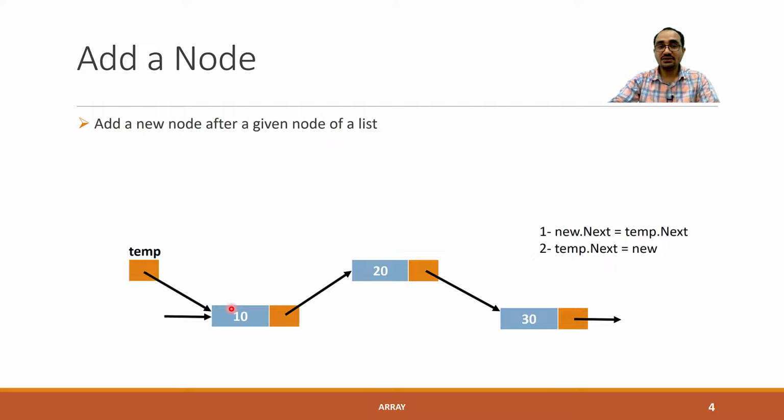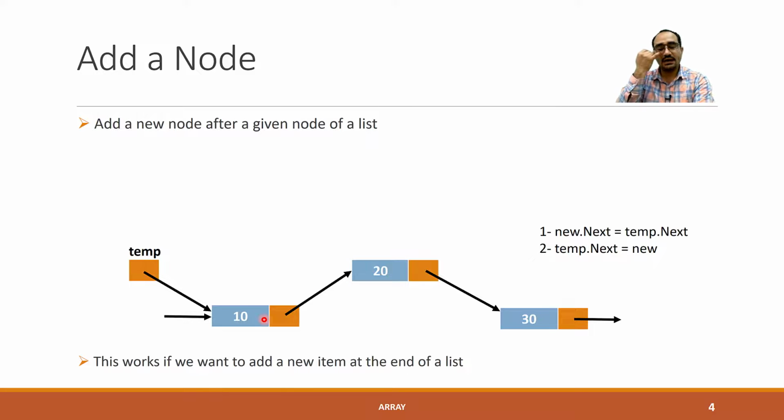If we want to add a new element after one specific node, we need the address of that node. In this specific example, if we have the address of this node, we cannot add a node before that, and we need to scan all elements of the list in order to find the address of the previous item in order to be able to add the new item after that. This also works if we want to add a new item at the end of the list.